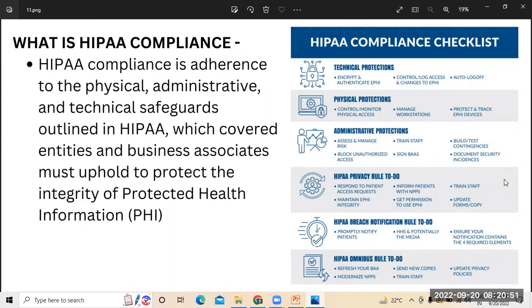The second point, training the staff, as I mentioned to you, right? Of course, it's an administrative activity. It's a to-do activity wherein we follow here as well. At the same time, we need to update the forms as well as the copies on the transaction codes. Through a transaction code, this will be used at regular intervals.